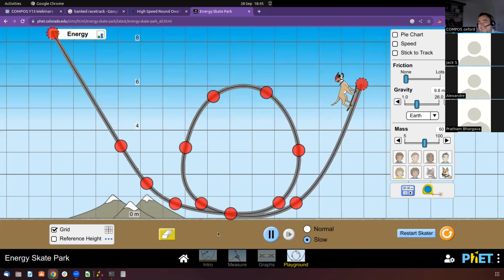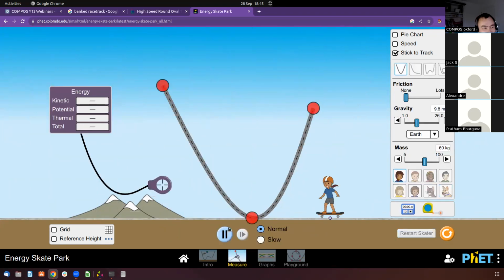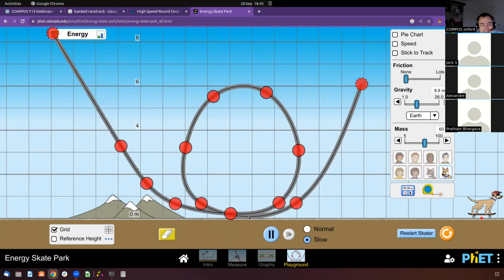Okay, I've tweaked the radius slightly, but I can't make a perfect circle, or can I? Let's see if I release the skater from a lower point. Let's say 6.5. From 6.5, it shouldn't make it. Yes, you have loss of contact here.